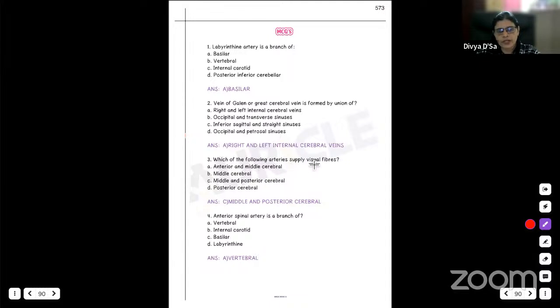Which of the following arteries supply the visual fibers? Visual fibers is basically occipital lobe. So it is the middle and posterior cerebral. Anterior spinal artery is a branch of vertebral, internal carotid, basilar or labyrinthine. So anterior spinal artery is a branch of the vertebral.